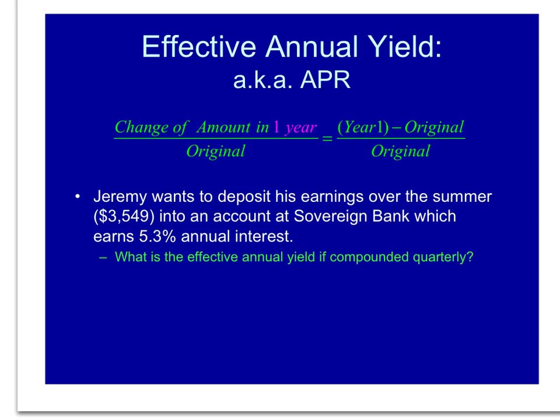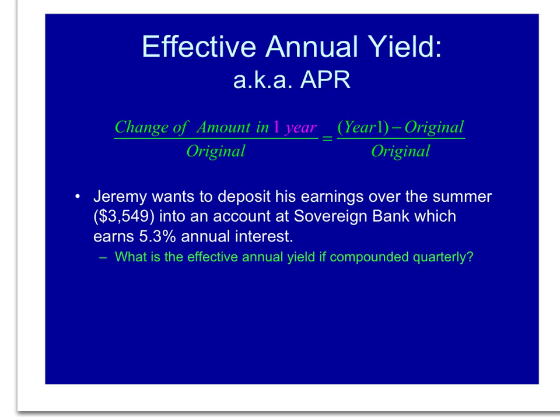The last thing we're going to discuss in this video is called effective annual yield. It's also known as APR. You may have heard APR financing on car commercials and other types of financial calculations like that. How that works, it's a change in amount in 1 year. So what you need to do is compute what happens in a year to the money and subtract it from the original, so you only want the difference, and then you divide that by the original.